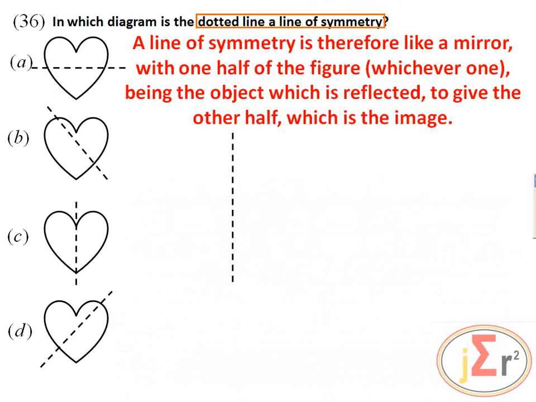A line of symmetry is therefore like a mirror, right? With one half of the figure, whichever one, being the object which is reflected, to give the other half, which is the image. So, a line of symmetry is like a mirror, and we may reflect in that mirror line any half of the object. It does not matter which half. If we do that, then the other half will be generated and the entire object will be formed.